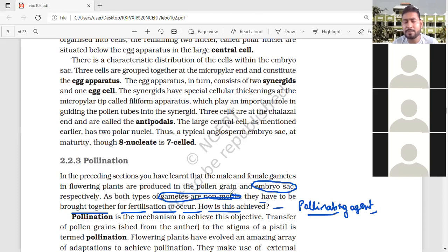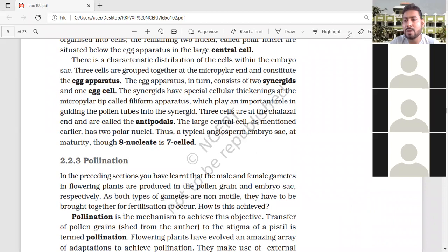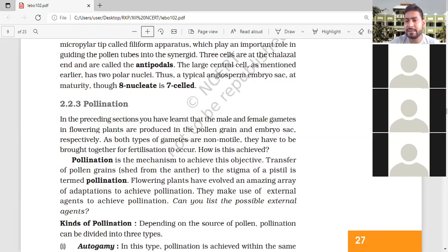What I'm telling you here is that in angiosperms there is no flagella. No flagella means no locomotion, so gametes are non-motile in nature. Read this sentence: the gametes are non-motile in nature. So in angiosperms gametes are non-motile, but in pteridophyta, algae and bryophyta the gametes are motile. Is it clear? Are you getting it? Very good. Excellent.